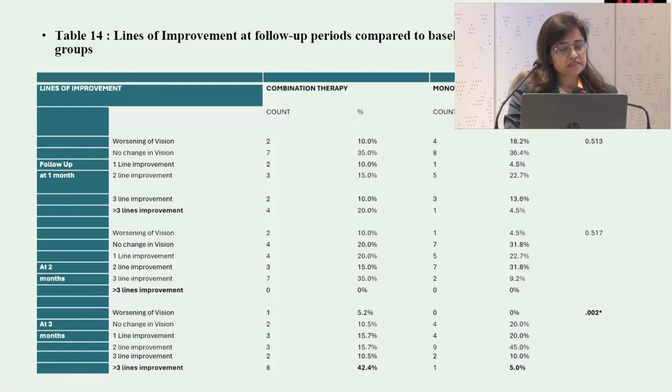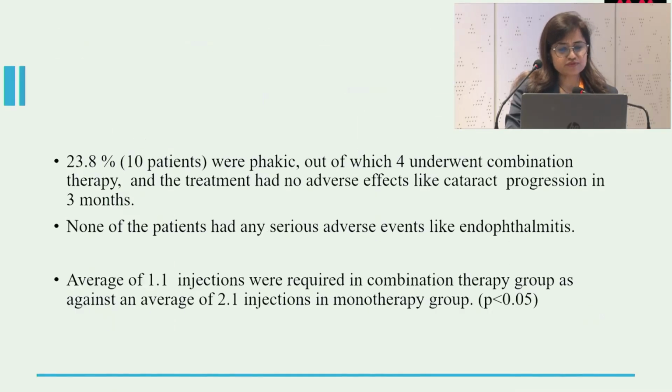At the end of 3 months, a significantly higher proportion of patients in the combination therapy group, around 42.4% patients, had more than 3 lines improvement when compared to monotherapy. So 10 of the eyes were phakic, out of which 4 underwent combination therapy, and the treatment had no adverse effects like cataract progression in 3 months. None of the patients had any serious adverse events like endophthalmitis or pseudoendophthalmitis. An average of 1.1 injections were required in the combination therapy group, as against a significantly higher average of 2.1 injections in the monotherapy group.